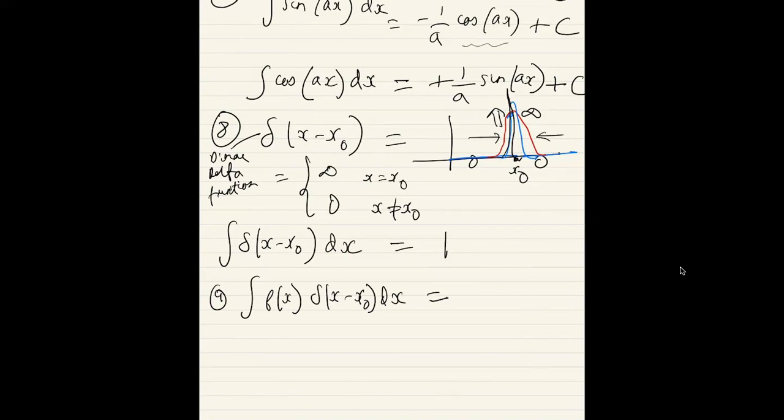calculated at x naught. As you can see, this thing is going to be 0 everywhere else except where x is equal to x naught. So you can take out the f of x naught and keep it as delta of x minus x naught, because everywhere else it's not going to matter, and this becomes f of x naught. So this is a hand-waving proof of what happens when you have a delta function multiplied by some generic function.